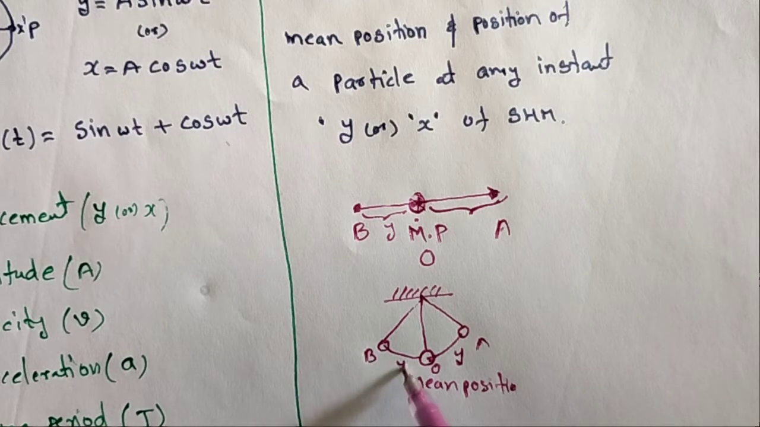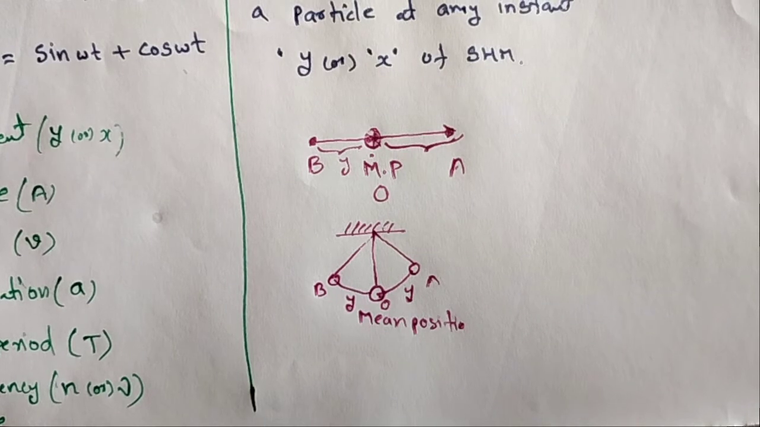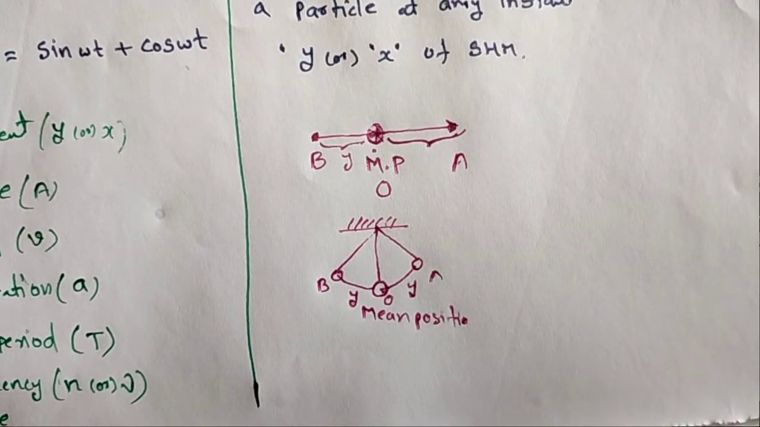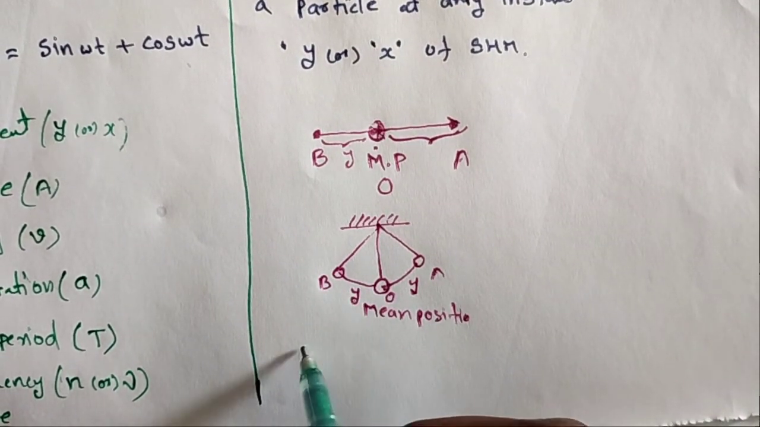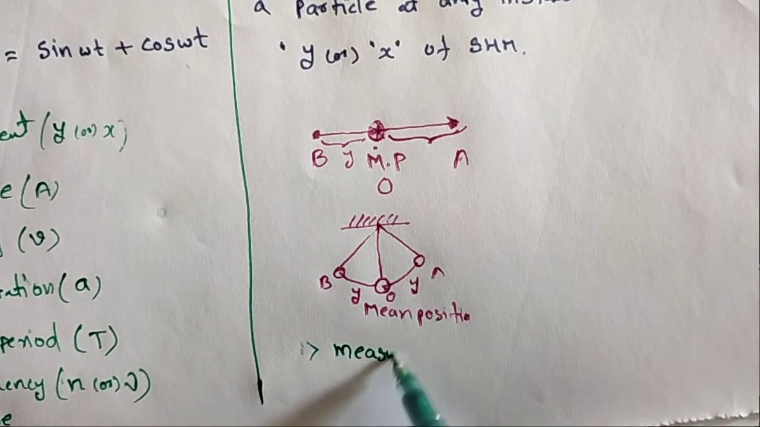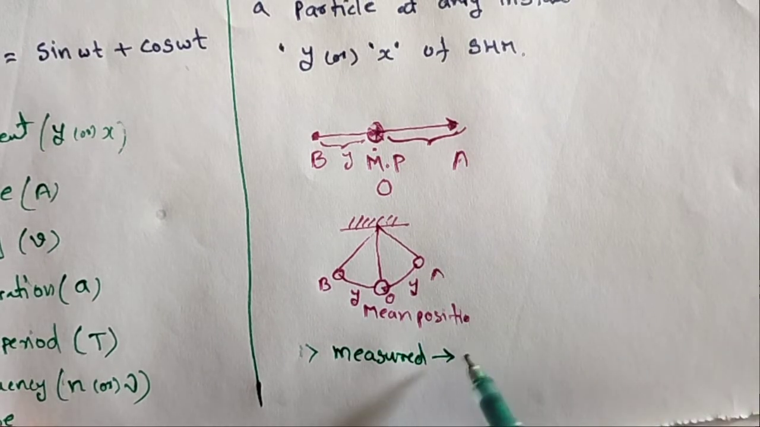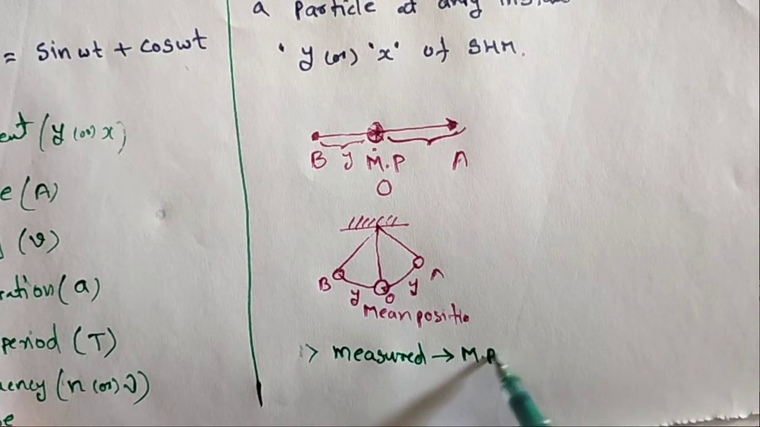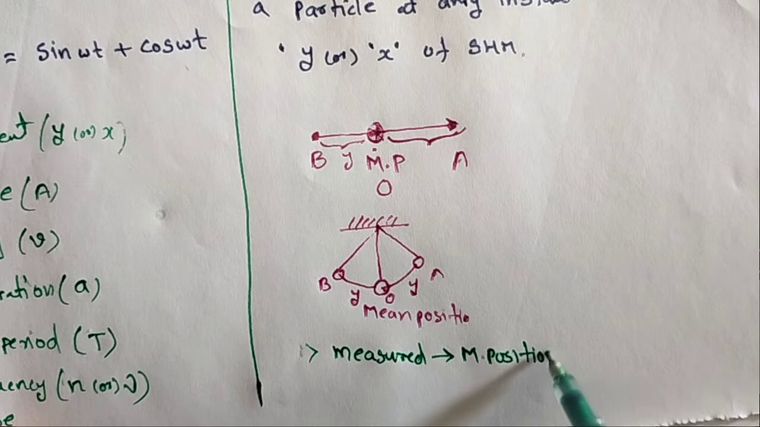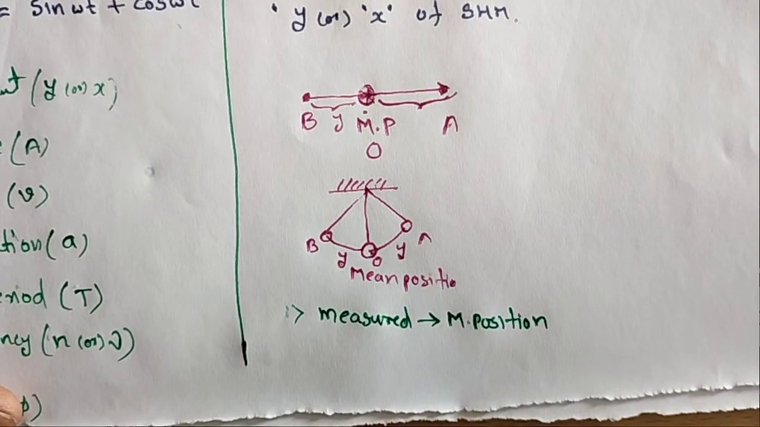So what is your observation in these graphs? Displacement is always measured from the mean position. This is the first point of your observation. The displacement is always measured from the mean position and is directed away from the mean position.